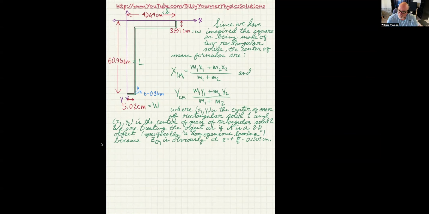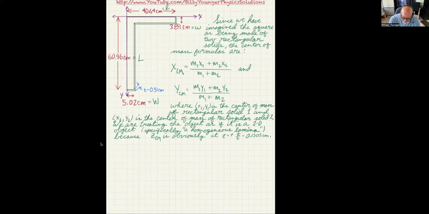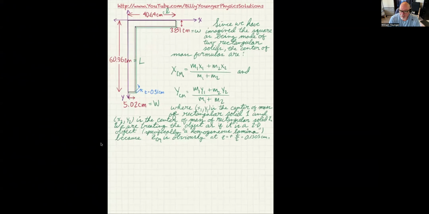Now, I'm treating it all like it's two-dimensional, but obviously the thickness shows that it's three-dimensional. I would just want to tell you that we can trivially determine the center of mass in the z direction because obviously it'll be half of the thickness. From a z standpoint, this thing is just a thickness t. Therefore, the center of mass is at 1/2 of t, and half of t is 0.1505 centimeters. So that's what I've listed here as well. So it will be completely sufficient for us to talk about the x center of mass and the y center of mass without regard to the z center of mass.